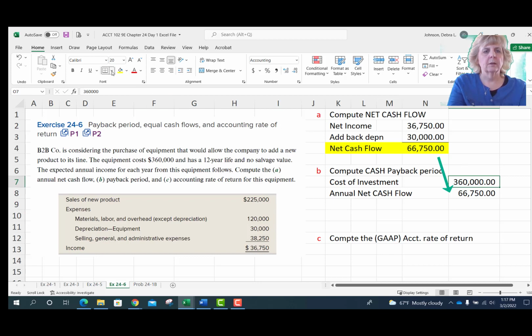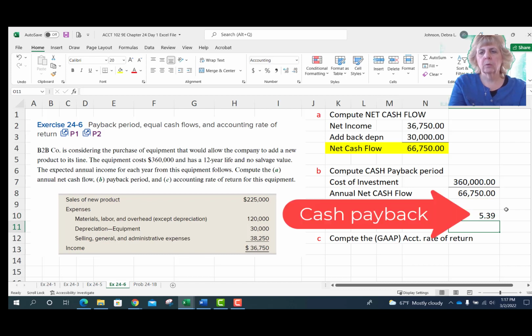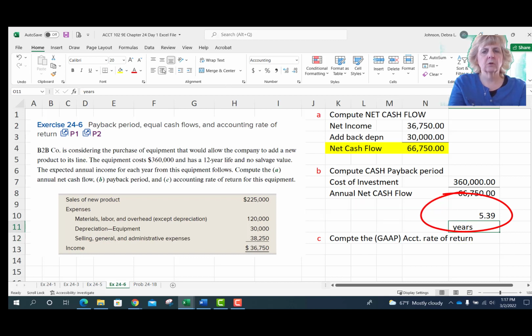And when I divide the cost by those cash flows, I come up with a cash payback period equal to 5.39 years. Always make sure you include that denomination, whether it's percentage or dollars, or in this case, years. 5.39 years it's going to take to get our money back.